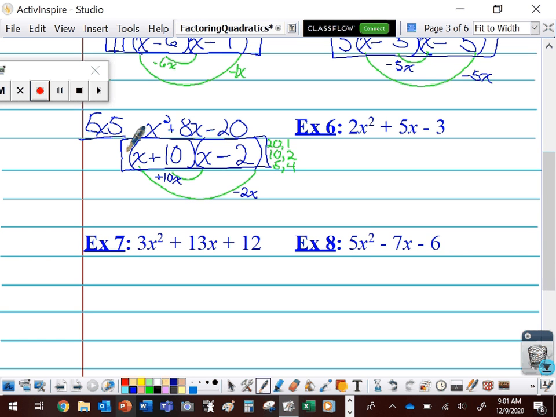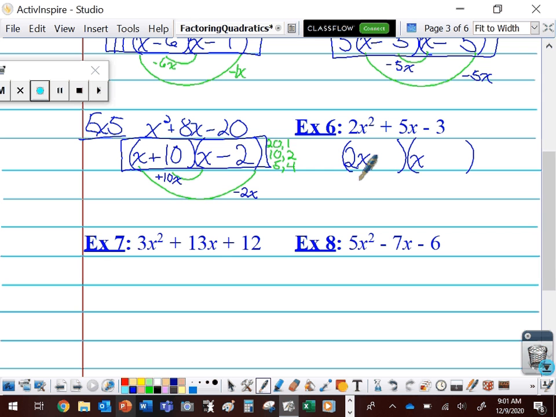All right, moving right along. Example 6 here. I have 2x squared plus 5x minus 3. So I'm going to start out looking for a GCF, but there's nothing that divides all three terms. So I'll go to my two sets of parentheses. Now in order to get 2x squared, I need to have values here that multiply to give 2x squared. So I can't just use x and x. That only gives me x squared. I need to use 2x and x.